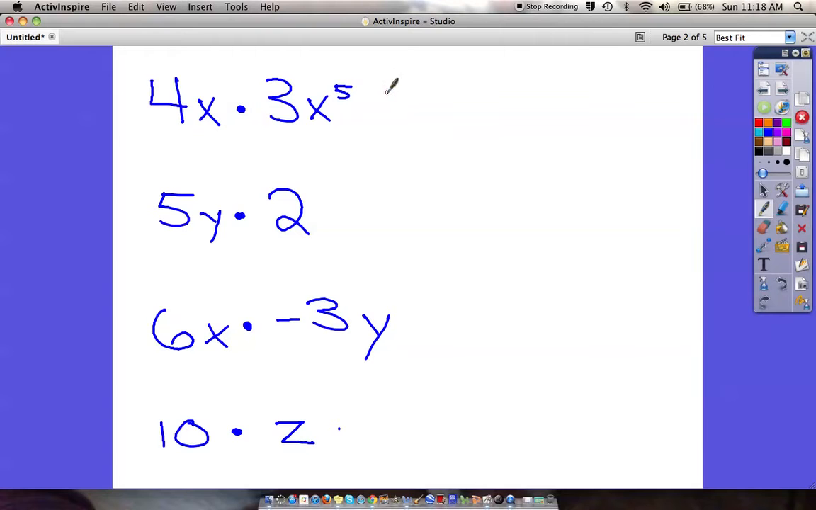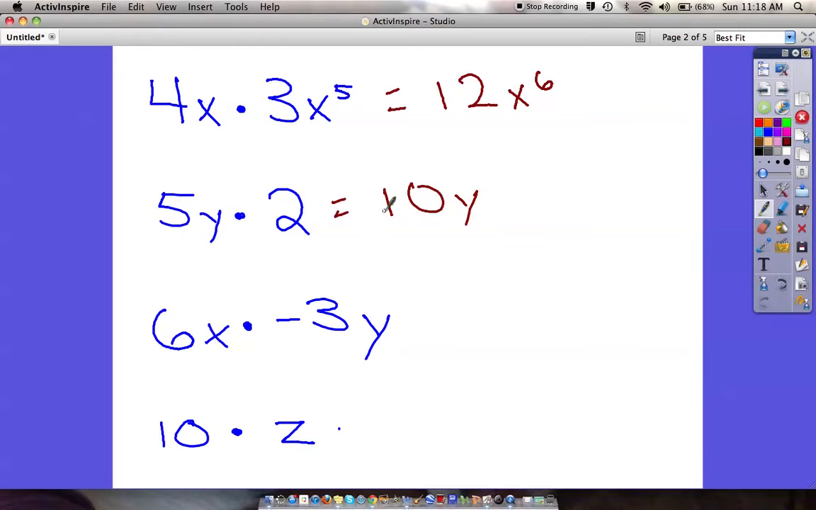For this first one, we're multiplying. We're not combining, we're multiplying. So 4 times 3 is 12. So now I have x times 5x, and we already talked about if I expanded that out, I'd have x times x times x times x times x times another x, which would be x to the 6th power. If I come down here, 5y times 2 is just going to be 10y.